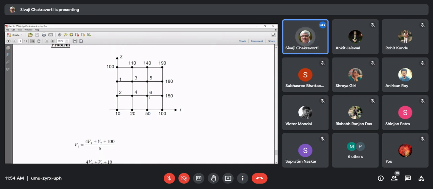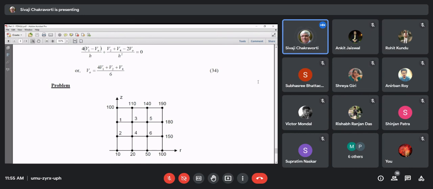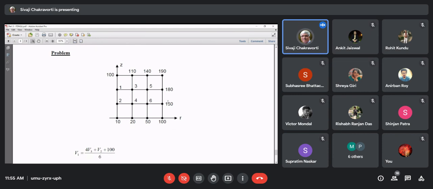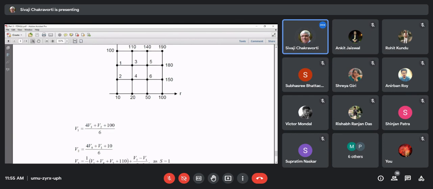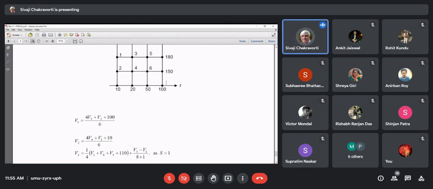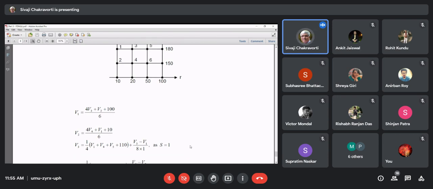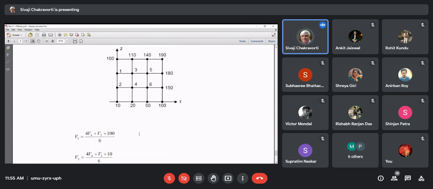I have to write the equations for 1, 2, 3, 4, 5. These are all equal nodal distances. So for node 1, I have to write equation 34, 4V1. So for node 1, it becomes 4V3, then V2 means 100, and V4 means V2. So you can see at the bottom, this is V1. Similarly, V2 becomes 4V4, that's node 1, then V1, then 10, and similarly for V3, V4.